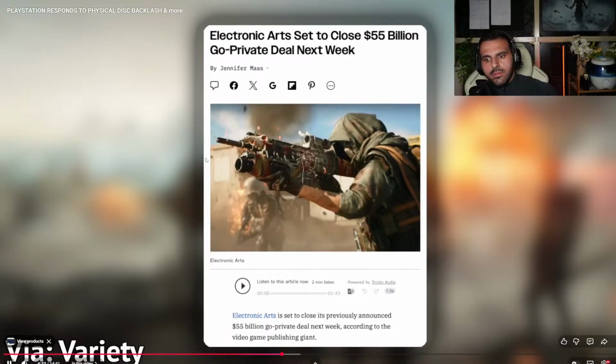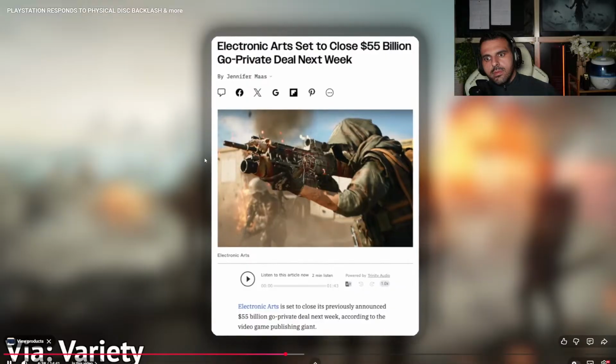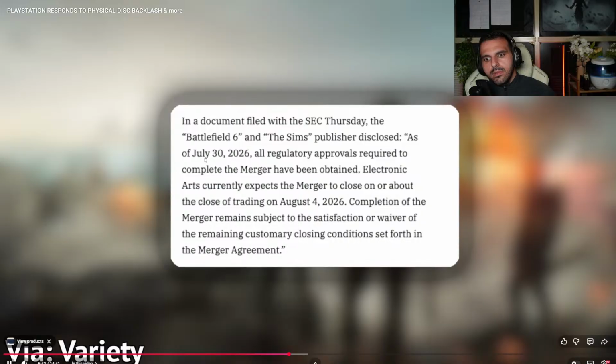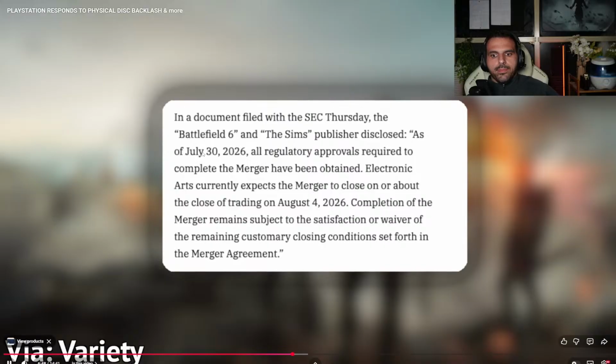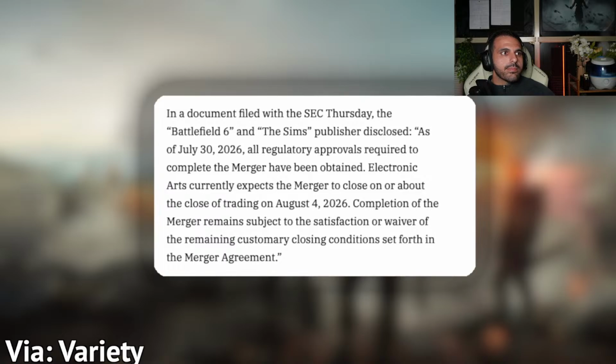An investment firm with a bunch of various partners, including Saudi Arabia, and that deal seemingly is wrapping up very soon. The $55 billion private purchase deal is apparently going to close next week, with Variety reporting their SEC documents saying, quote, as of July 30th, all regulatory approvals required to complete the merger have been obtained. Electronic Arts currently expects the merger to close on or about the close of trading on August 4th, 2026. So, like I said, this deal took a while, but now it's finally seemingly wrapping up, unless anything comes in at the last minute and says, I object.